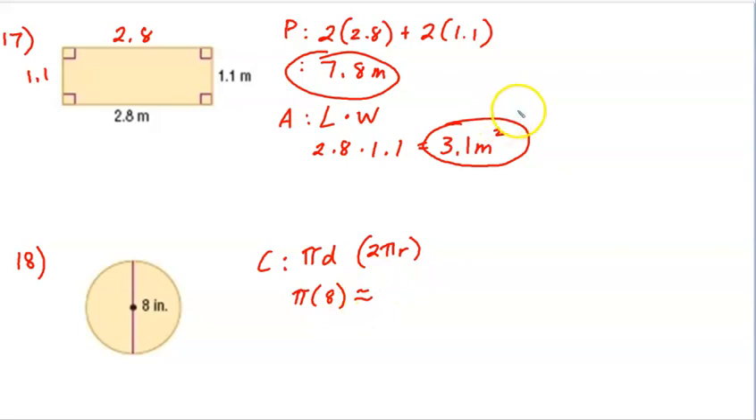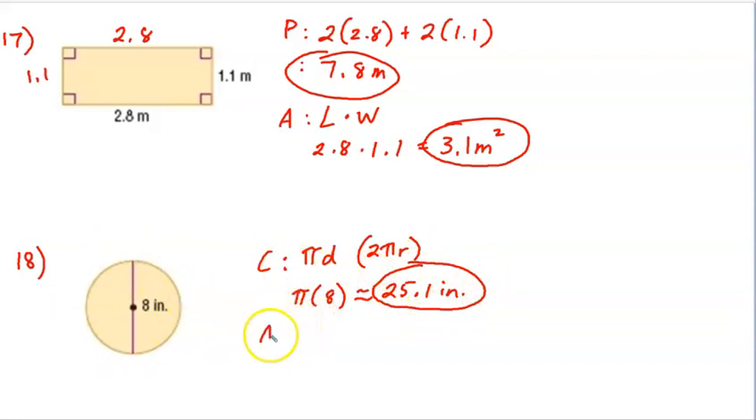So go to your calculator and use the pi button again, like we talked about earlier. So the circumference, to the nearest tenth, would be 25.1, and that's in inches, of course, so that'll be the answer to circumference.